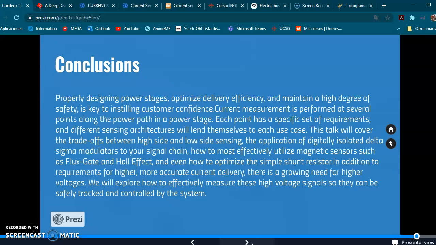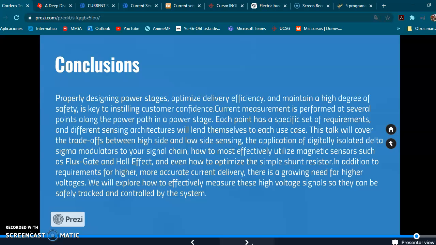Conclusions. Properly designing power stations to optimize delivery efficiency and maintain a high degree of safety is key to instill customer confidence. Current measuring is performed at several points along the power path in a power station. Each point has a specific set of requirements, and different sensing architectures will lend themselves to each use case. This talk will cover the trade-off between high-side and low-side sensing.